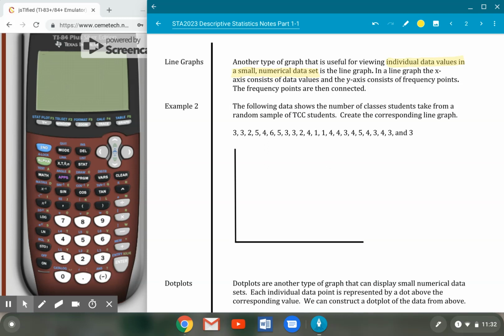So in a line graph, the x-axis, that bottom horizontal axis, consists of our possible data values, and the y-axis consists of the frequency there. And then the frequency points are connected to form this line.